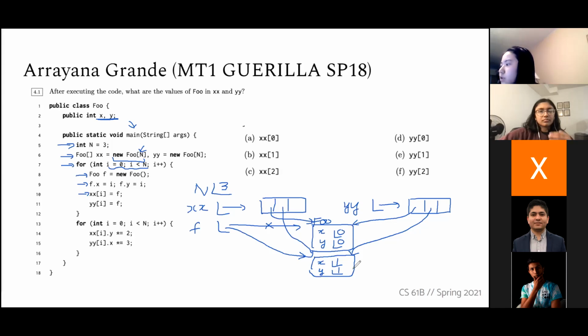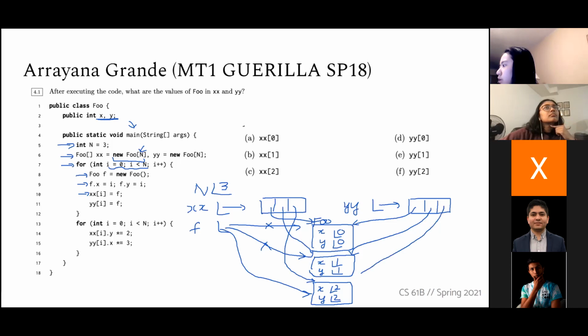Then we enter our third iteration of our for loop. We have then again another instance of our foo class, again with variables x and y. And this is our new f. And here we take a look again, we have f.x is equal to I, in this case is equal to 2. Since this is our third iteration of a for loop, same again, f.y is equal to 2. And then again, we set our pointers. xx of index 2 is pointing to the same thing as f, and yy at index 2 is pointing to the same thing as pointer f. And now we completed our code up to here.